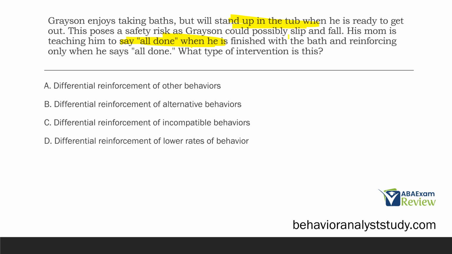Now we have to ask ourselves, is the replacement behavior an alternative to the old behavior, or is it incompatible with it? Can Grayson say all done and stand up? He absolutely can. Are those incompatible? They absolutely are not, right? So you have to see the difference there. Alternative, we're just picking a brand new behavior. Incompatible, we're picking a brand new behavior that cannot happen at the same time as the old one. All done can be said while Grayson is standing up in the tub. So this is going to be differential reinforcement of alternative behaviors.